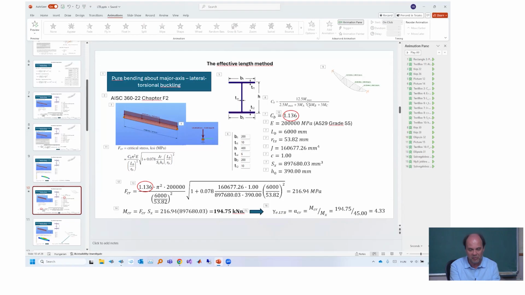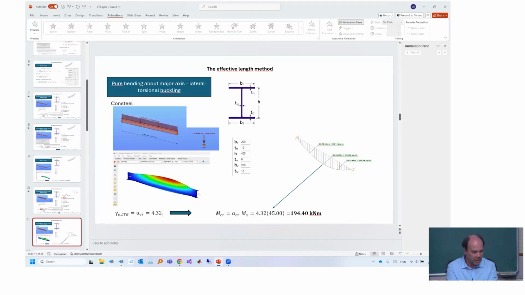But in this case, we have a uniform member. I calculated this value, 1.136. Simply multiply the critical stress with this value. I have a value. And then if I multiply with the Sx, then I have the critical moment. The formula itself gives the critical moment, but the critical moment is understood as the biggest bending moment multiplied by the critical value. If I calculate it, divide it by the biggest bending moment, I have 4.33, and the value which we got by Consti was 4.32, so it's close to that.